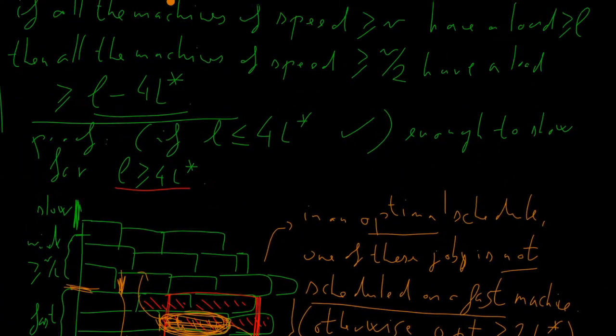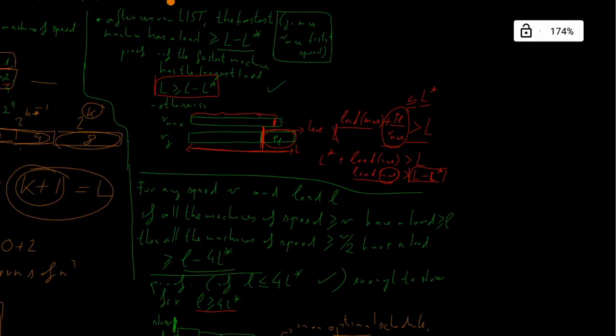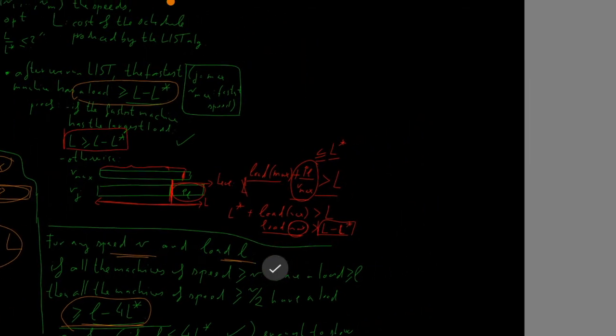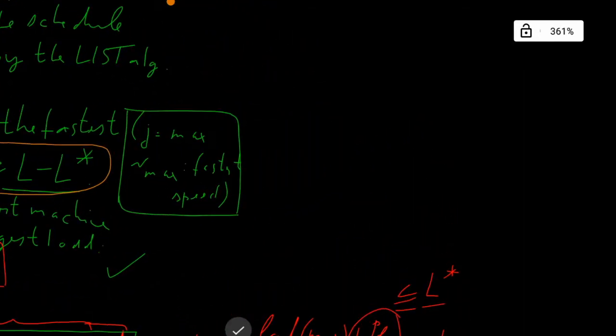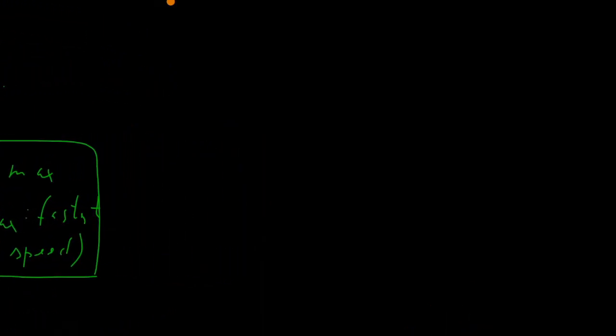Right. So we have proved two lemmas. One lemma says that the fastest machine has a load of at least L minus L star. The second says that if we have a speed and a load such that all the machines of this speed have a load at least this, then the machines having half the speed have a load that is not that much smaller. Okay, so let's continue with how we use these lemmas to prove this Theta(log m) competitiveness.